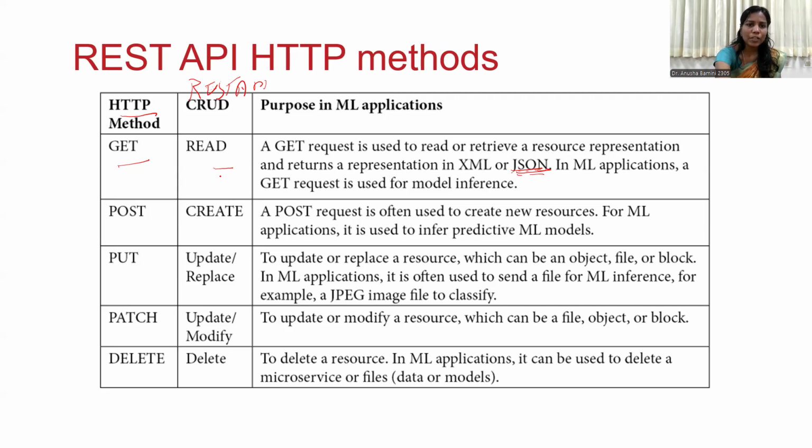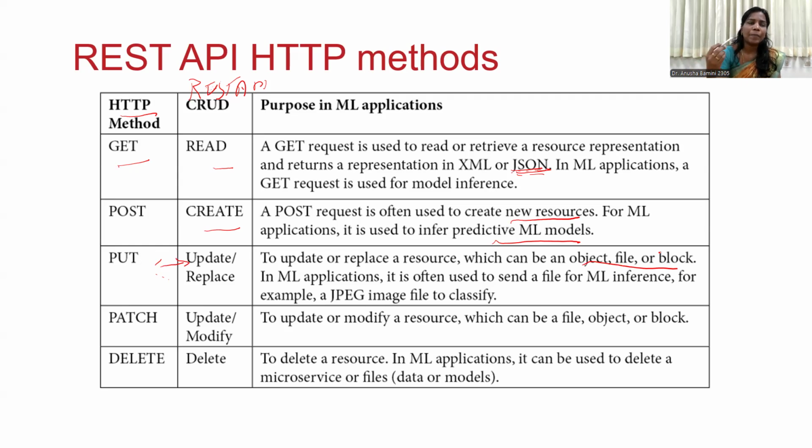Okay, then in place of POST, we are using a command called create in REST API. The POST request is often used to create a new resource. For ML applications, it is used to infer from predictive machine learning models. Then in place of the PUT method, we are using update or replace in REST API. This is used to replace or update the resource, which can be an object or file.